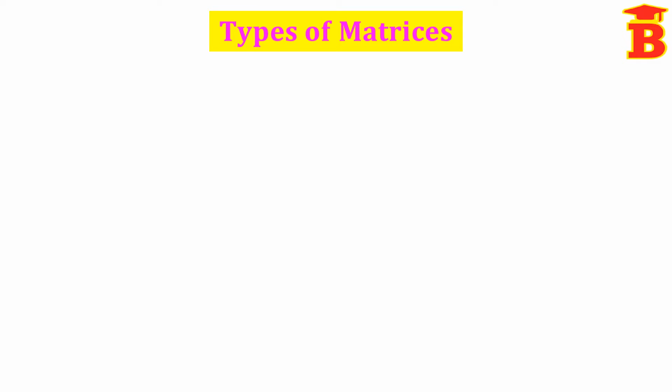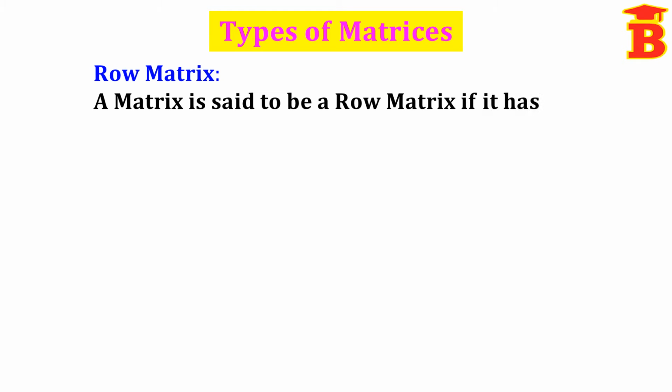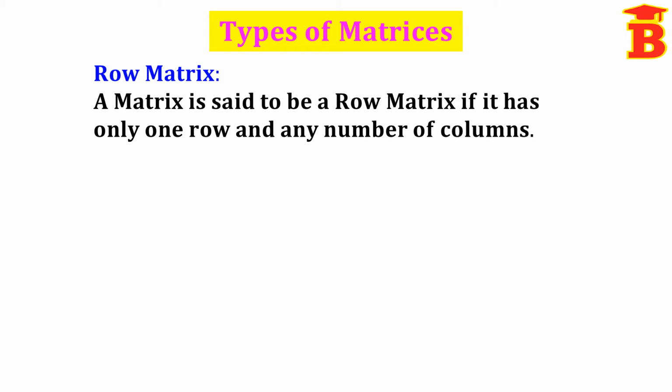Next let us see all the types of matrices. Row matrix. A matrix is said to be a row matrix if it has only one row and any number of columns.